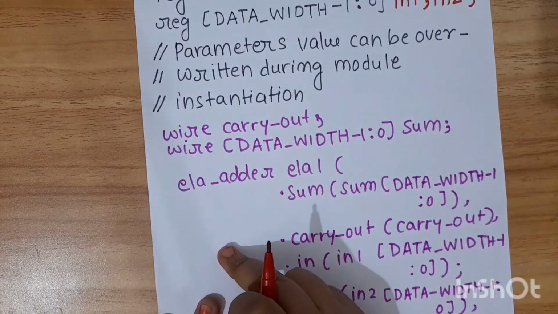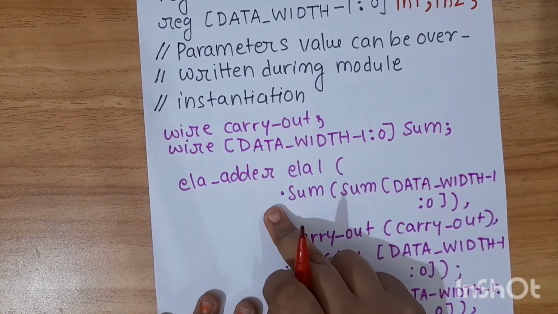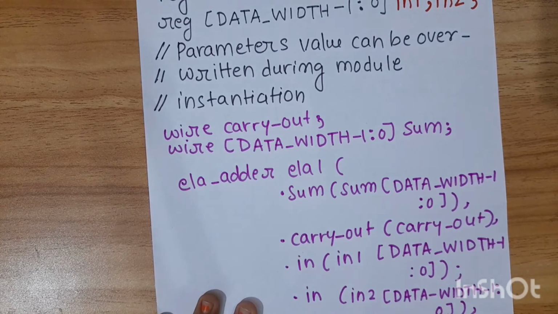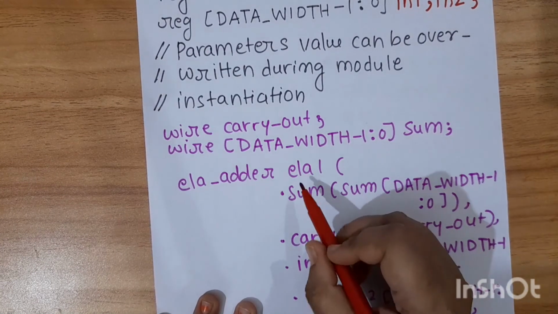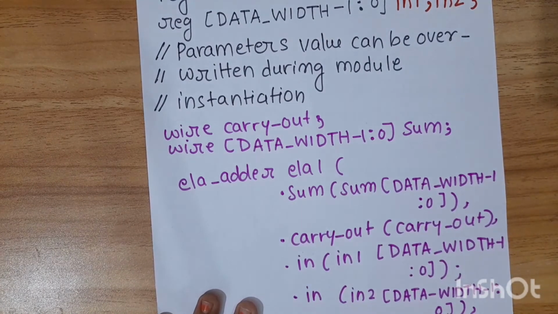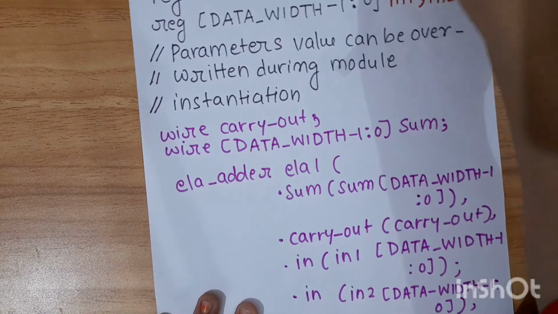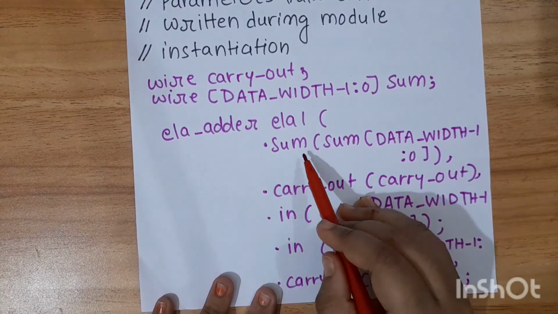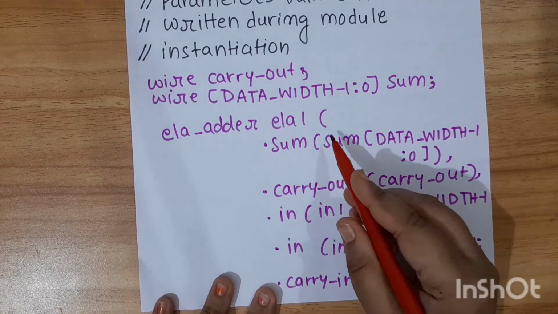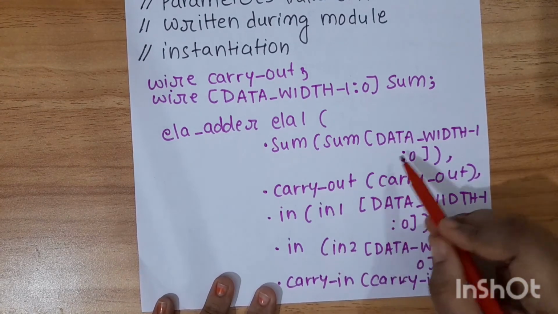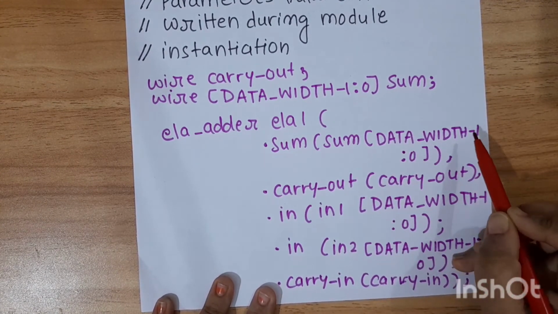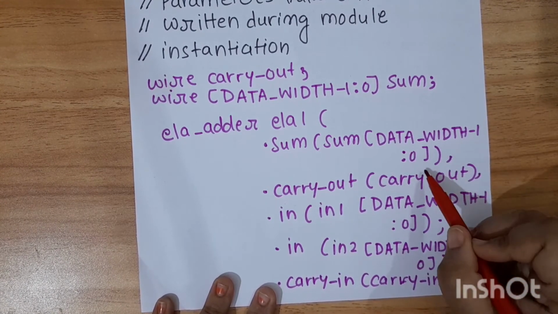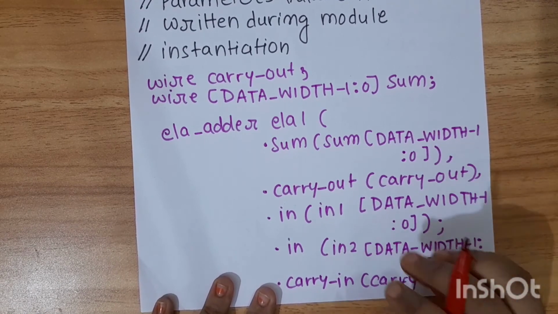So here it is, CLA_adder. This is the CLA adder, carry look ahead adder. The instance is CLA1. This is the instance name, and this is the module name of the RTL. Okay. Dot sum is tied to sum[data_width-1:0];.